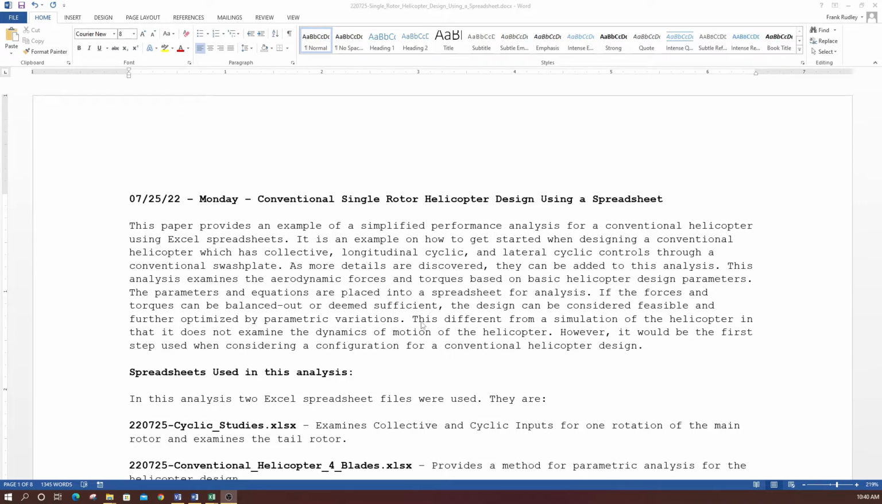Just wanted to note, this is different from a simulation of the helicopter in that it does not examine dynamics of motion of the helicopter. So this isn't the same as writing a helicopter simulation in that that would probably come later. This is more basic. However, it would be the first step used when considering a configuration for a conventional helicopter design. So you would want to do this first, and then from this, maybe a simulation of the helicopter could be developed where more details of the dynamics of the motion of the helicopter can be investigated.